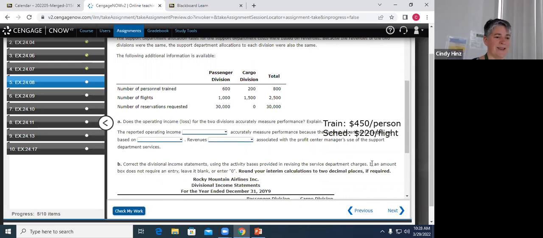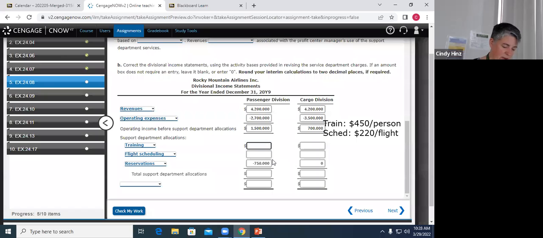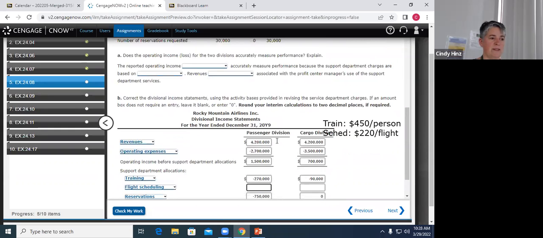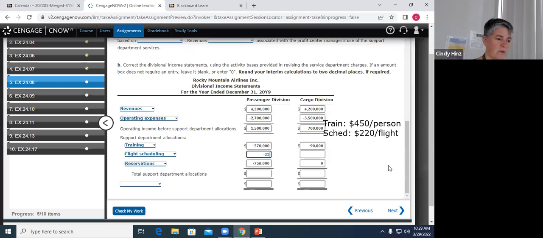So for the passenger division, they had 600 people trained, and we calculated the cost of training at $450 per person. And the cargo division had only 200 people trained at $450 per person. For flight scheduling, the passenger division had 1,000 flights and the cargo division had 1,500. So at $220 per flight, those would be our allocations. Add those up, total support department allocations for each division.